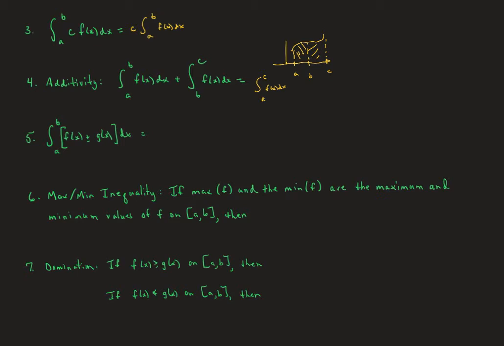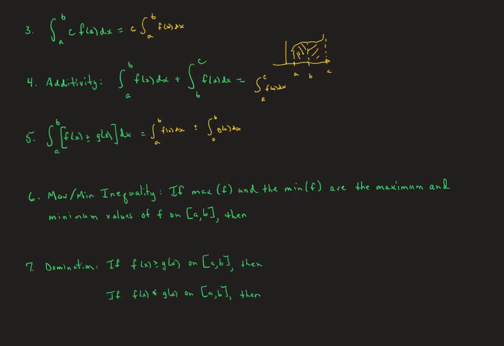The next one, we can split those apart, and so it's going to become the integral from a to b of f of x, and then whatever we had, either a plus or a minus, the integral from a to b of g of x. I think that kind of makes sense.